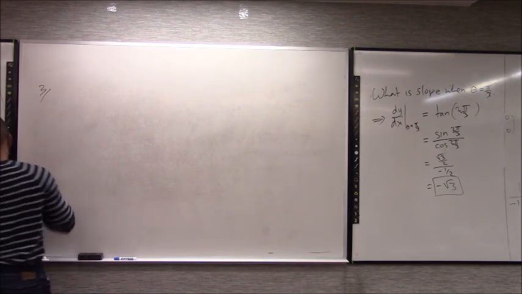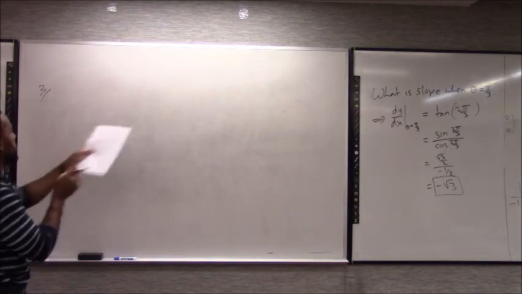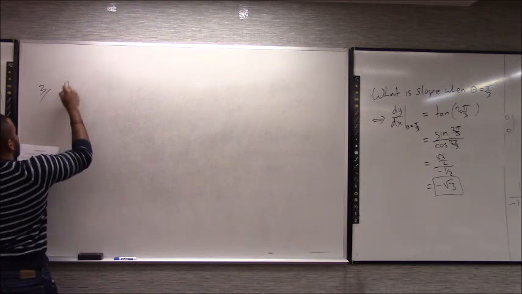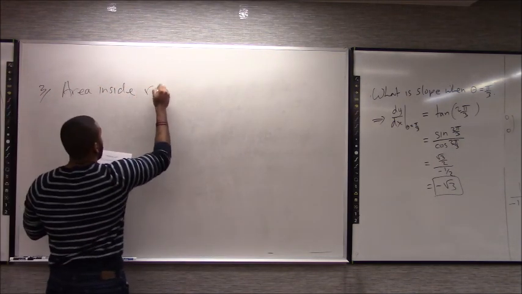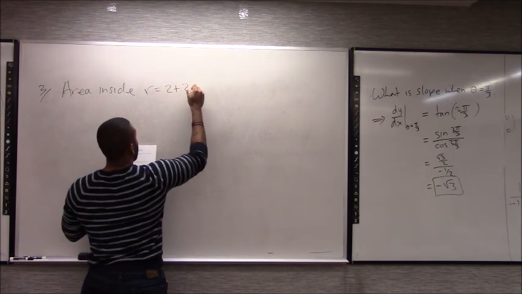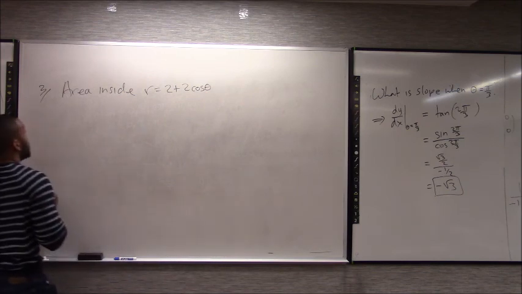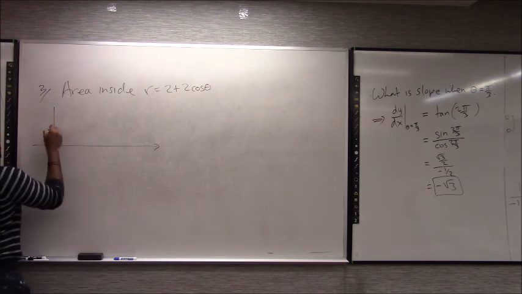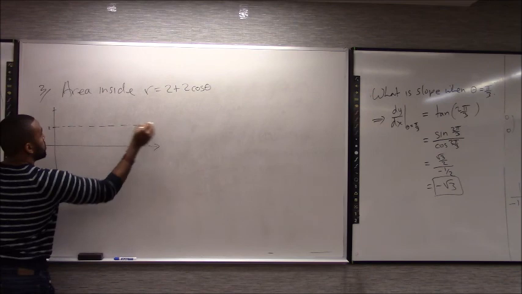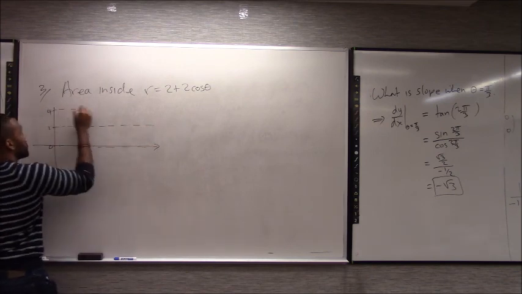Third problem. Sketches now, okay? So, area inside r equals 2 plus 2 cosine theta. It says include a sketch in your answer. So I would immediately jump into this guy. The amplitude is 2. The baseline is 2. The amplitude is 2, so that goes up to 4 and down to 0.